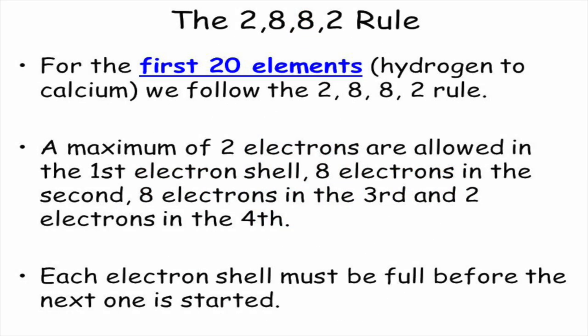It is important to remember the 2882 rule for Bohr diagrams of the first 20 elements. This means that up to 2 electrons can fit in the first energy level. Up to 8 electrons can fit on the second energy level. And for elements 1 through 20, up to 8 electrons can fit in the third energy level and up to 2 on the fourth energy level.